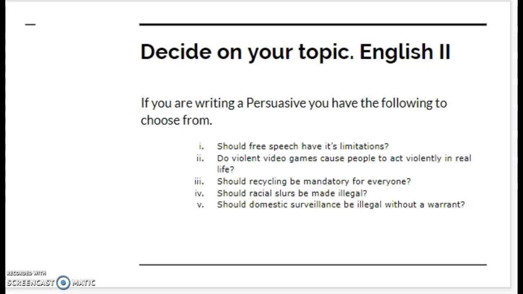Now, here's what I want you to do. Which side is easiest for you? Is it easier for you to agree that free speech should have its limitations? No shame in it. Do it. And then prove it.